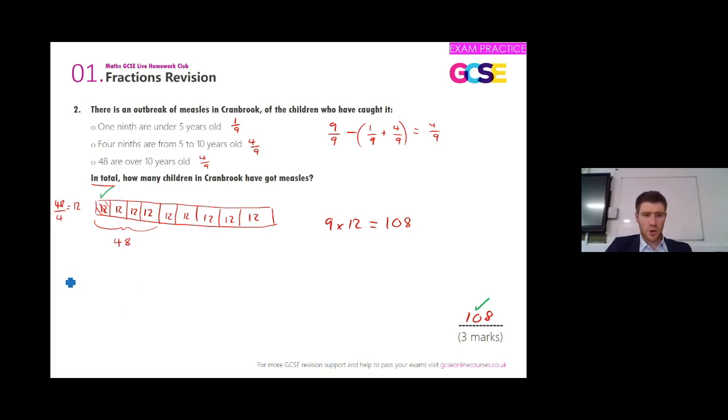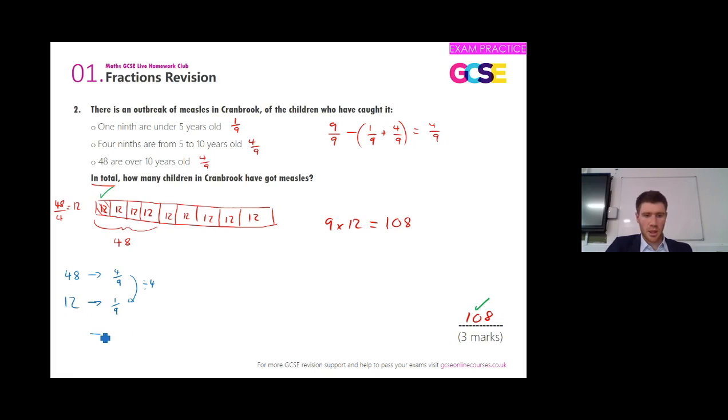Well, if 48 is represented by 4/9, then what's 1/9 going to be? We have to divide that by 4. 1/9 is dividing by 4 from 4/9. 1/9 is going to be 12. Okay, and then we can scale up.